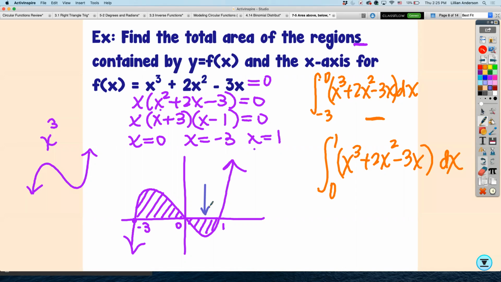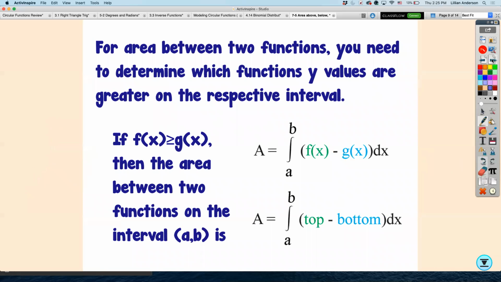So what was the answer that you guys got? 11.8. If we're using 3 significant figures, what is that as a fraction? 71/6. Remember, answers are exact or rounded to 3 significant figures. Using a fraction can save you a rounding penalty potentially. That's how you find the area above the curve, okay?